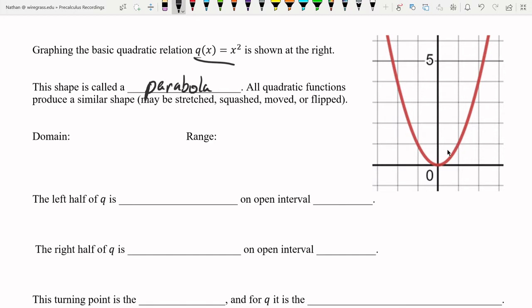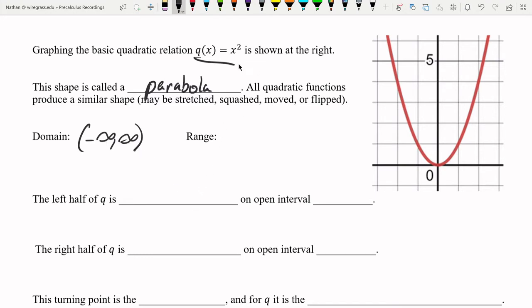Sometimes it's going to be flattened down if it's transformed. Sometimes it's going to be stretched. Sometimes it's going to be moved around in the plane. But it all looks like this shape. Now, for a quadratic, there's no issues with any real number being squared. So that means the domain is everything.